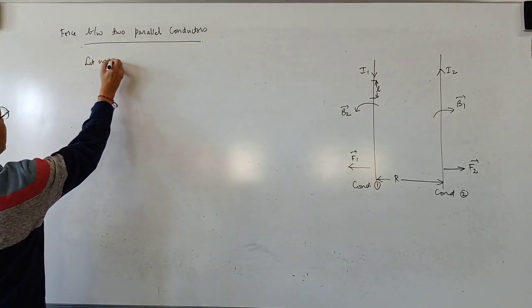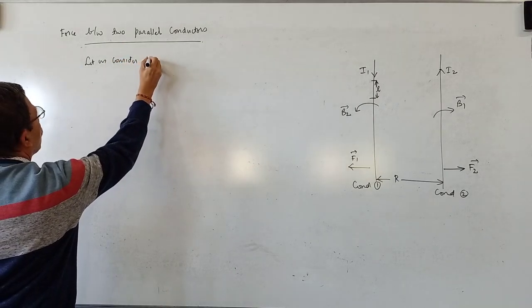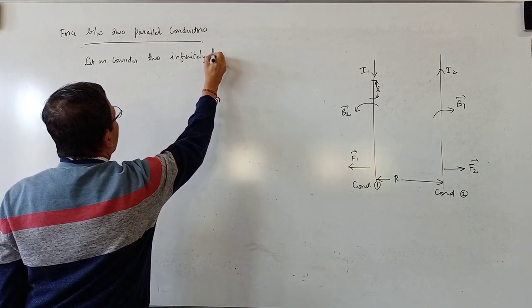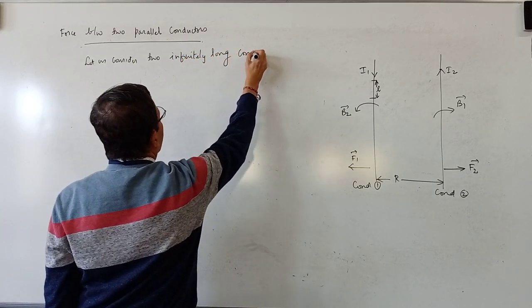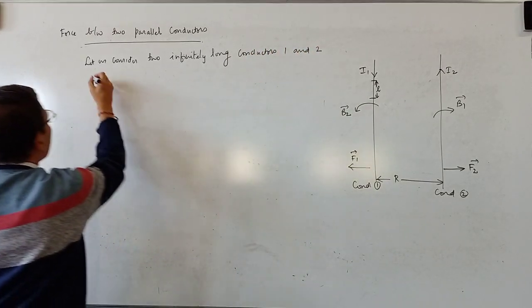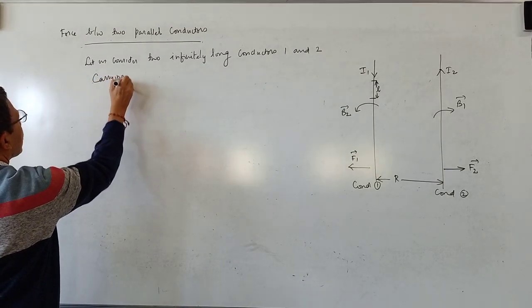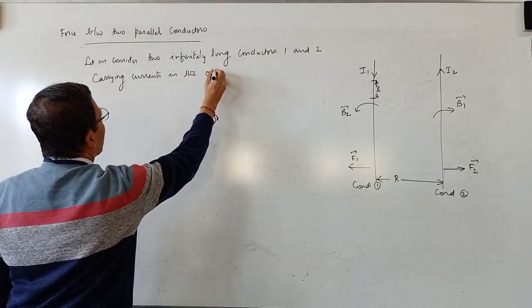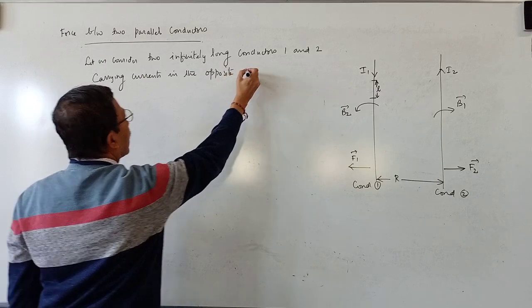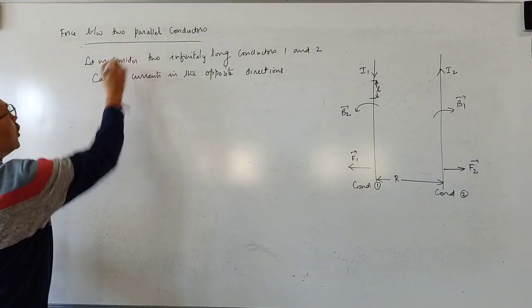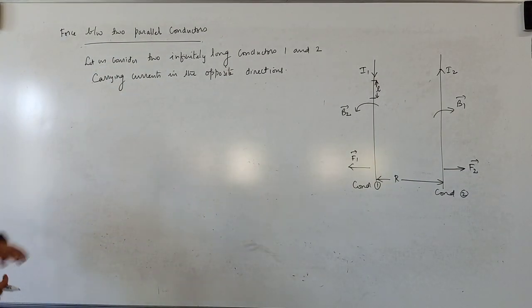Let us consider two infinitely long conductors 1 and 2 carrying currents in the opposite directions.